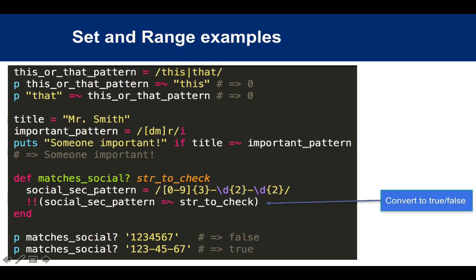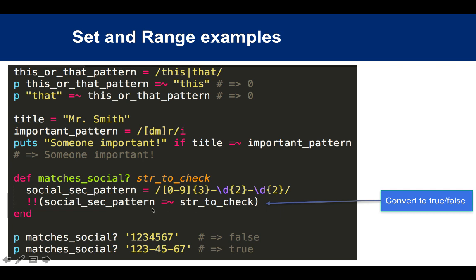Let's say you want to see if a pattern matches a social security number. So you have a string to check, and the social security pattern is 0 through 9. You also could have used a \d for digit that repeats itself 3 times, and then followed by a dash, and then a digit with two more digits, followed by another dash, and 2 more digits after that. And you could see if that matches.